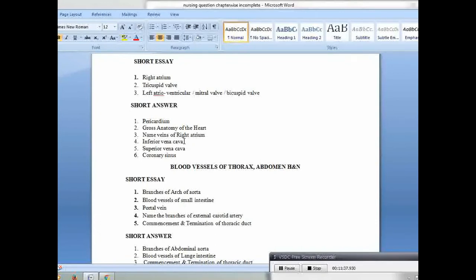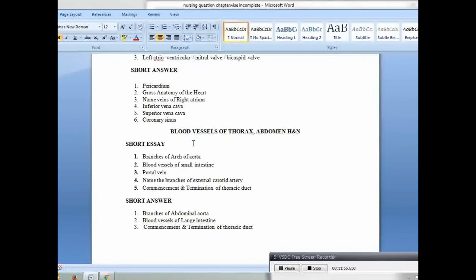Coronary sinus. Coronary sinus is the largest vein of the heart, which is mainly draining the heart. There are different tributaries which are draining into the coronary sinus, like great cardiac vein, small cardiac vein, oblique vein of left atrium, and so on. So mention about all those things.